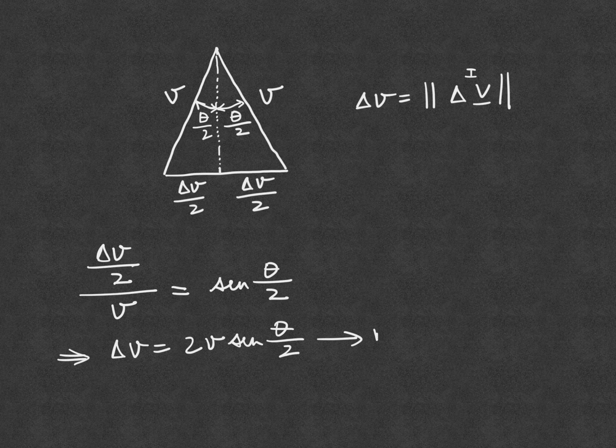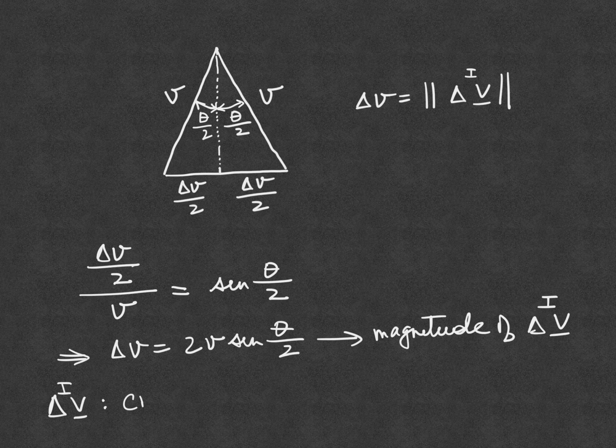This is the magnitude of delta VI. And delta VI is what's called a cranking impulse. And what it does is it rotates the velocity at any point on the orbit. And the angle associated with that orbital crank is what's called the cranking angle. So theta is what's called the cranking angle.